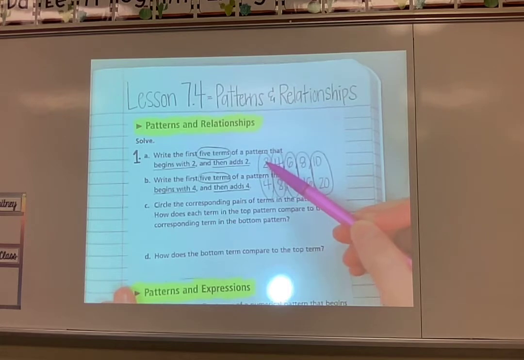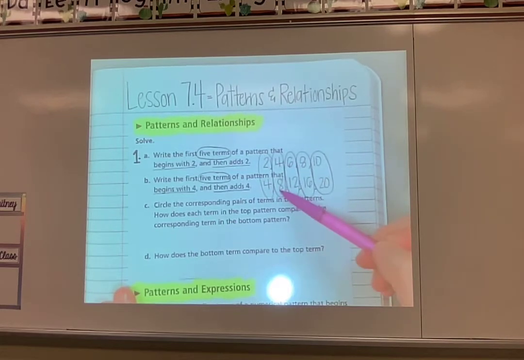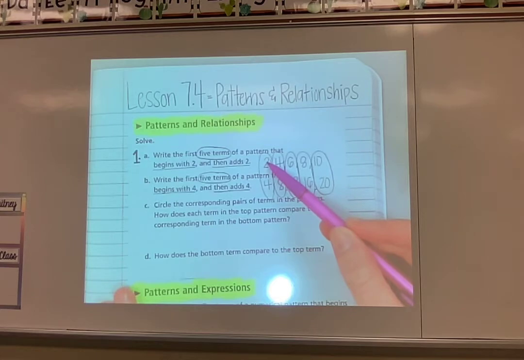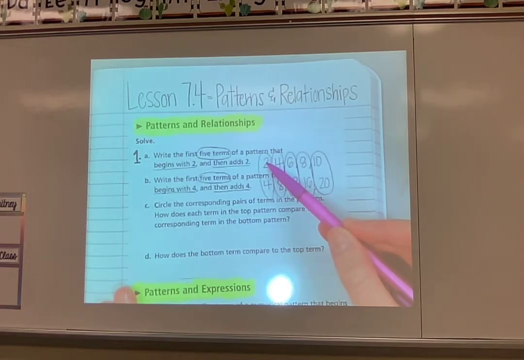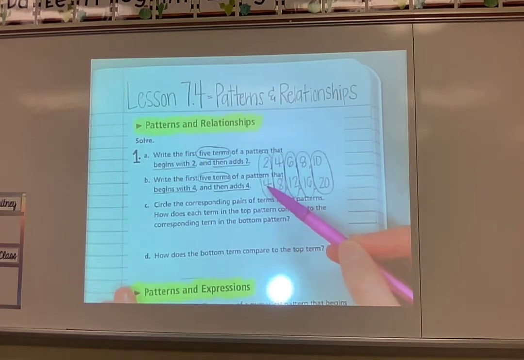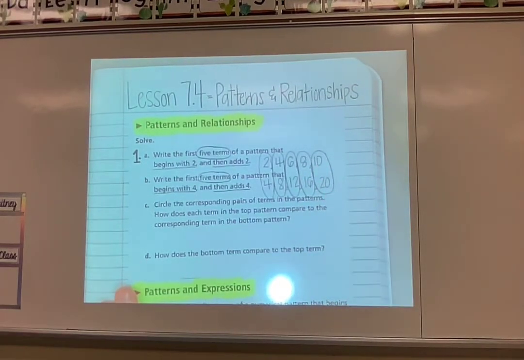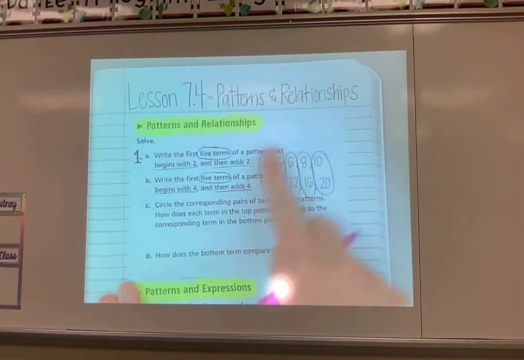So how do I get from 2 to 4, or 4 to 8, or 6 to 12? How does this pattern relate to this one? Well, I would take the top pattern times 2 to get the bottom one, because 2 times 2 is 4, 4 times 2 is 8, 6 times 2 is 12, 8 times 2 is 16, 10 times 2 is 20. So I need to write in words the relationship that these 2 patterns have.